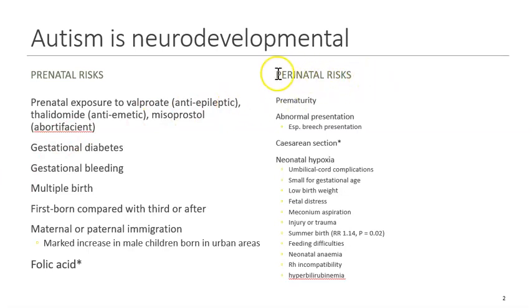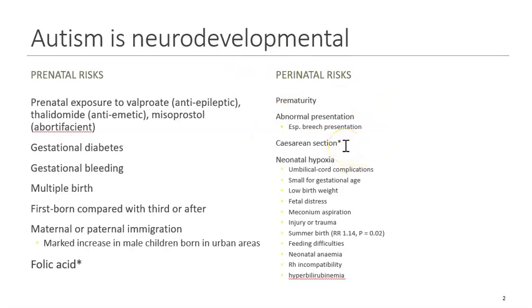So then, once the baby is born, we have perinatal risks as well, so during the birth. There is some suggestion that prematurity is an increased risk of developing ASD, as well as some sort of abnormal presentation. That'd be like a breech birth, so feet first instead of head first, like it's supposed to be. Again, this has been associated with an increased risk.